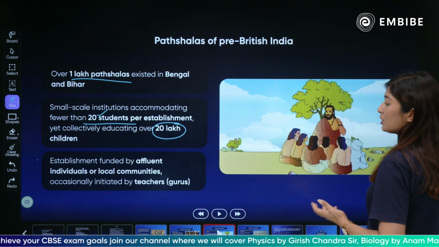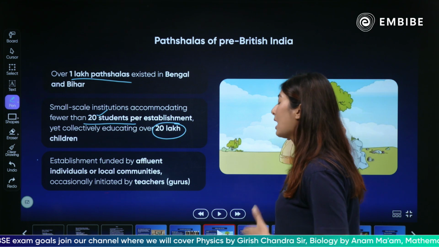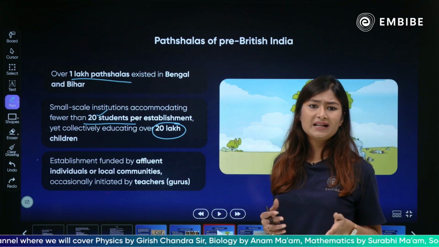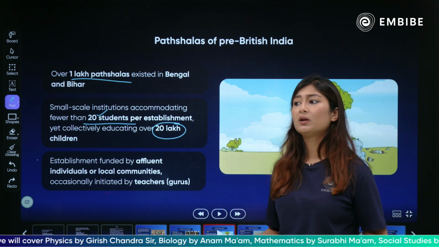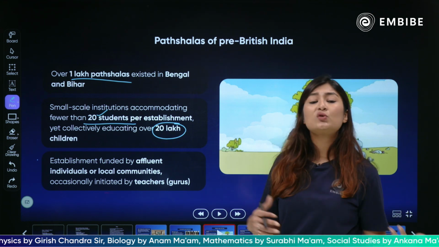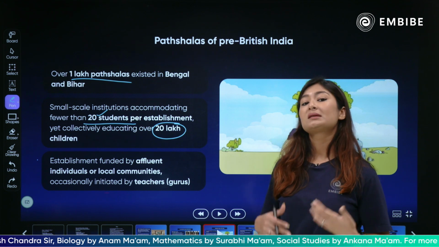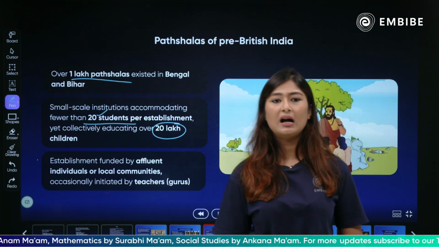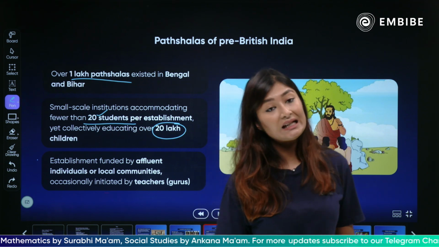Now, establishments funded by affluent individuals or local communities. Where was the money coming in? How were they building this? Were there earlier private school owners as we have today? Was the government running it? Necessarily, the government was not really running it, है ना? सरकार actually इसको exactly run नहीं कर रही थी.